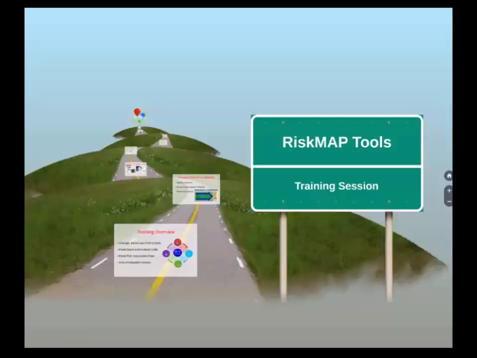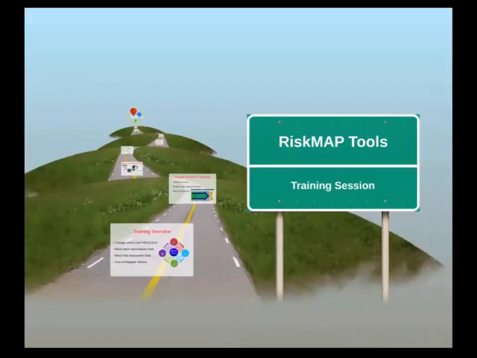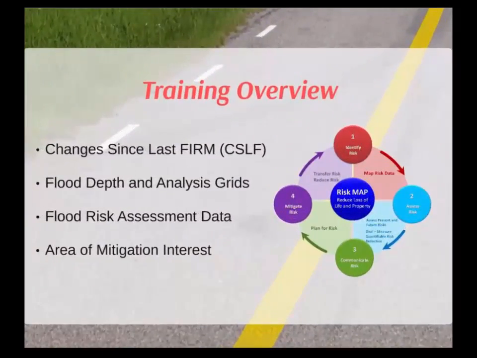In early 2016, Amec Foster Wheeler was tasked by ADECA's Office of Water Resources with conducting a training on FEMA's RiskMAP tools. The training consisted of overviews of both regulatory and non-regulatory RiskMAP products, as well as in-depth looks at changes since last firm, flood depth and analysis grids, flood risk assessment data, and area of mitigation interest data sets.